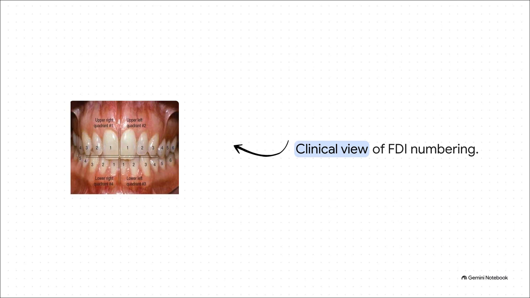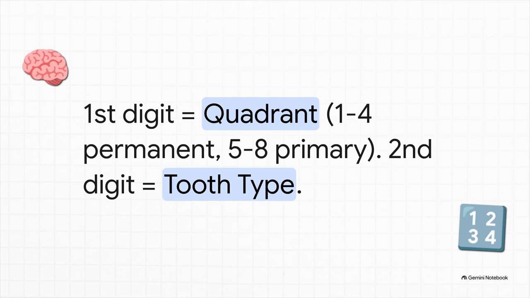Let's ground this theory in clinical reality for a second. When you look at how the numbers map directly onto a patient's bite, it just makes sense. The mouth is divided right down the middle, and straight across the bite line. Each of the 4 quadrants gets its own specific starting number, and then the teeth are just numbered sequentially as you move away from that center line. The underlying logic here is beautiful.